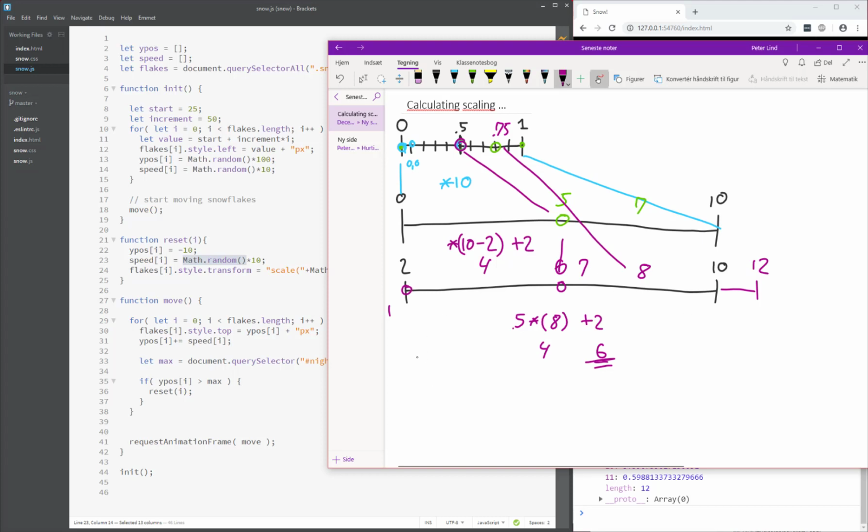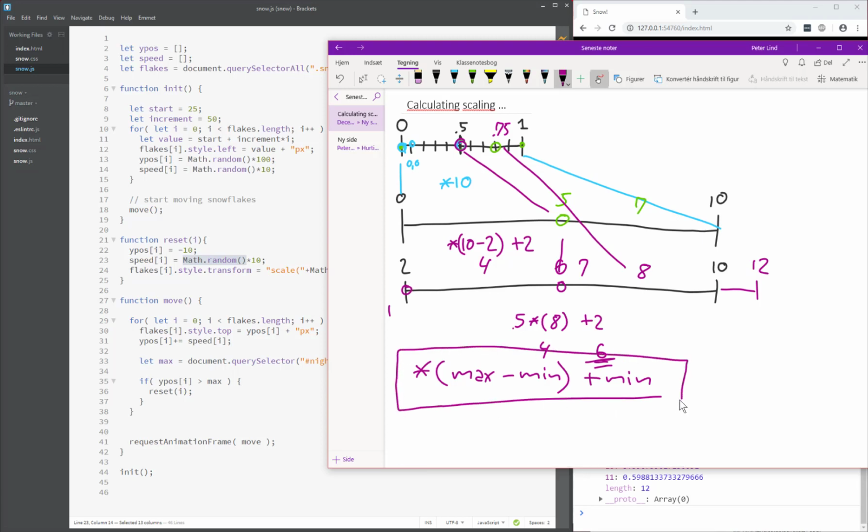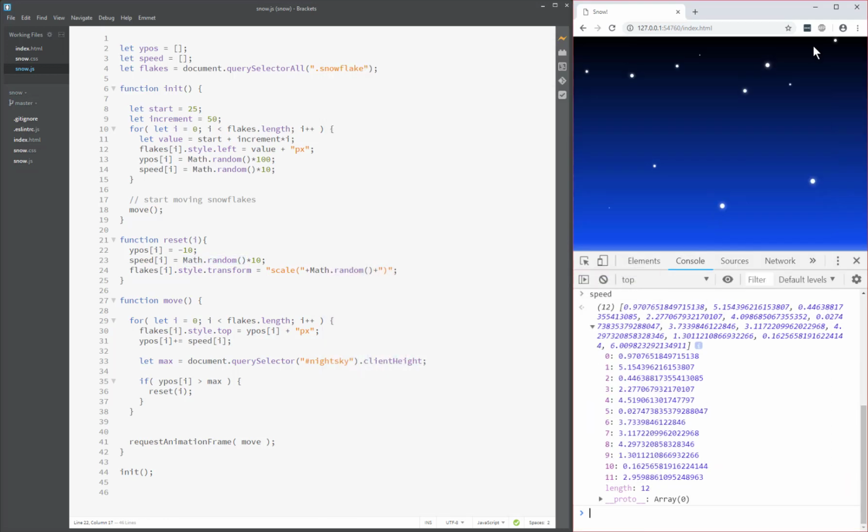So the idea is, if I have a shifted line here, I take my number and I multiply it by my max value minus my minimum value. This is what I multiply with, and after the multiplication I add the minimum value once again. This formula is going to save us a lot. So let's implement it straight away.